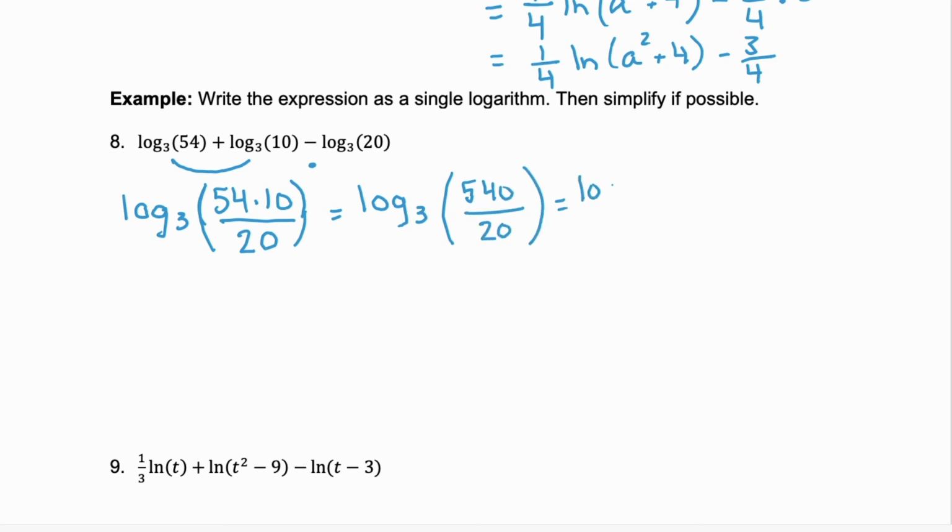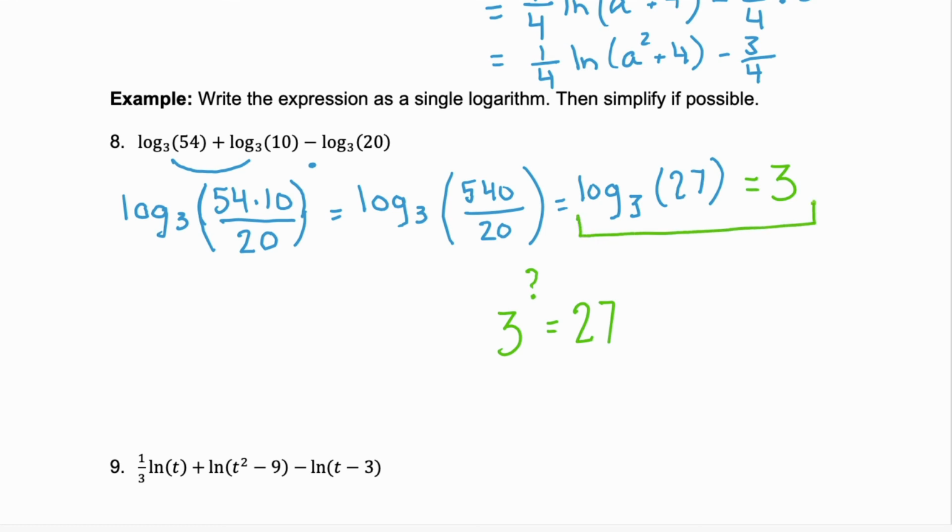We can continue to simplify. This is log base 3 of 27. That's as simplified as that expression can be. It's already down to 1 logarithm. But we can actually evaluate this because log base 3 of 27 is saying 3 to what power equals 27? Well, 3 cubed. So the answer here is 3. So we simplified it and we gave the answer.